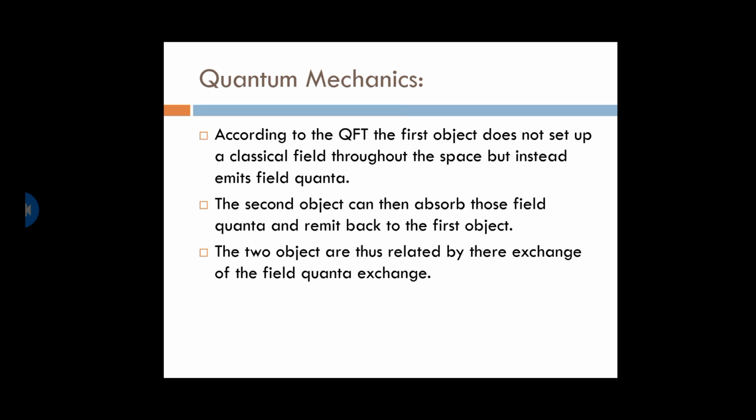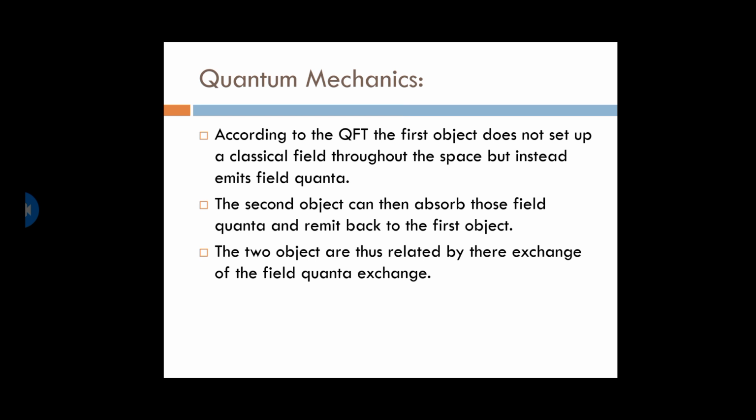According to quantum mechanics, the first object doesn't set up a classical field around itself through which it attracts or repels, but instead emits field quanta. The second object can then absorb those field quanta and re-emit quanta back to the first object. The two objects interact directly with the help of exchanged field quanta. This is the concept of quantum mechanics.